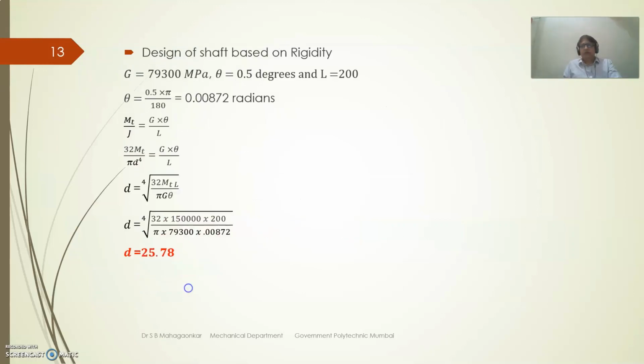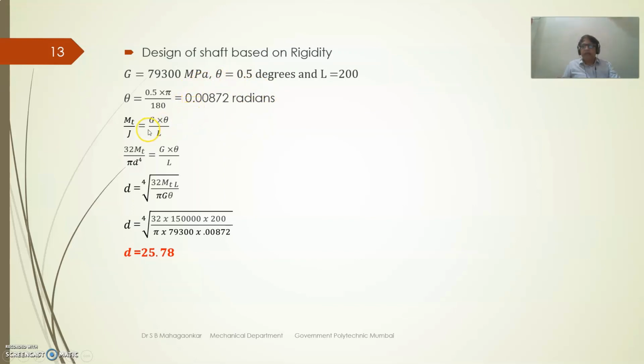Now design of shaft based on rigidity. Based on rigidity, he has given G equal to 79,300 MPa and theta equal to 0.5 degree, and L between the two shafts, so the distance is 200. That distance is the twisting length; you have to take it. Theta is equal to 0.5 into pi divided by 180. That means you are converting 0.5 degrees into radians.